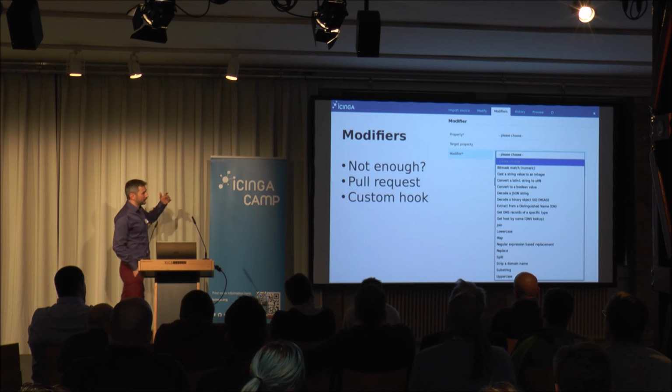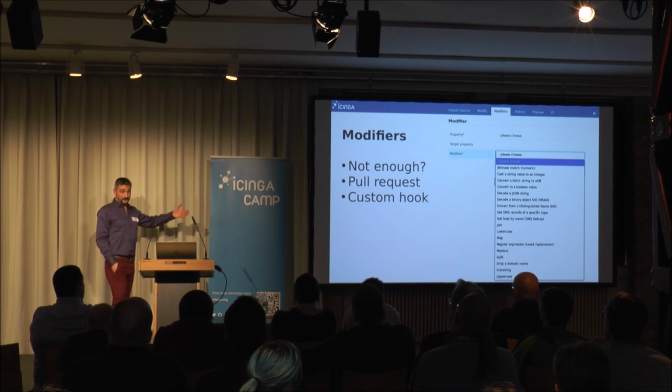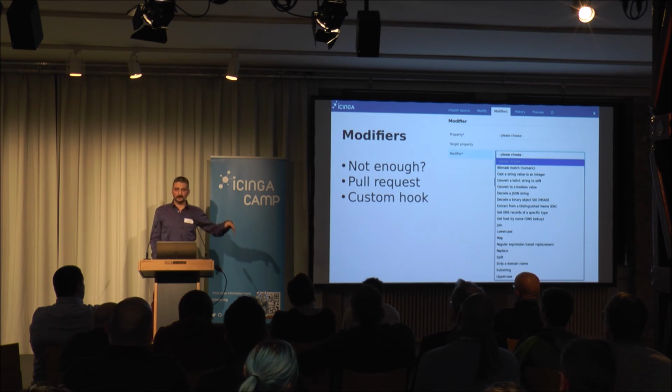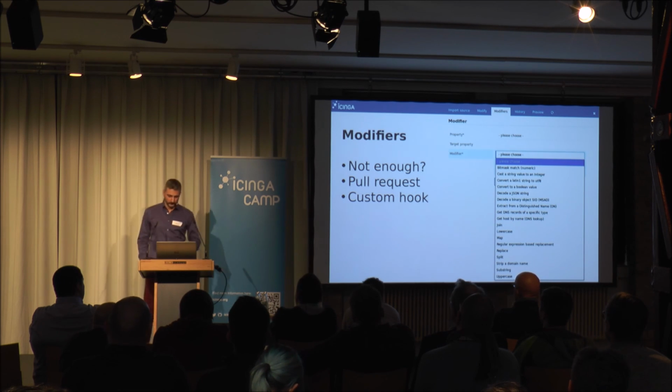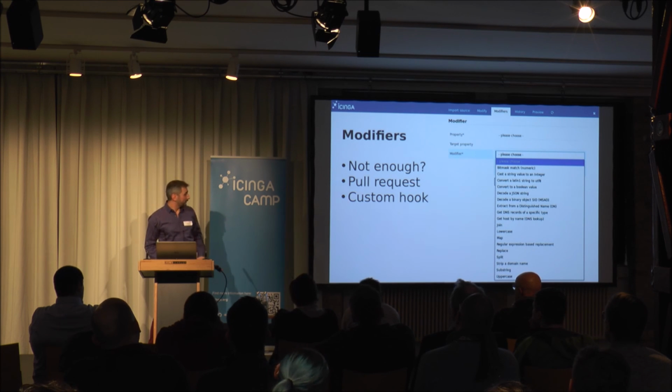And if they're not enough, they're hookable. So you can either create a pull request or feature request and try to bring this upstream, or write your own one in a custom Icinga Web 2 module, and you can ship your own code doing your transformations. I've seen people doing traceroutes to figure out what the parent host is as a hook.